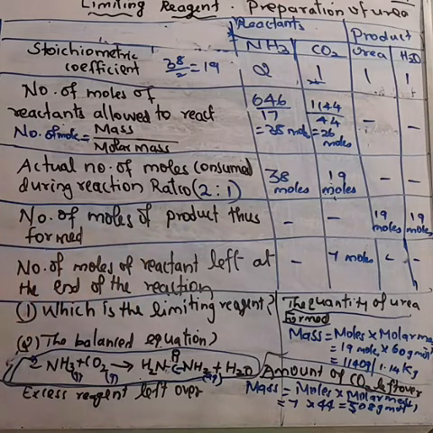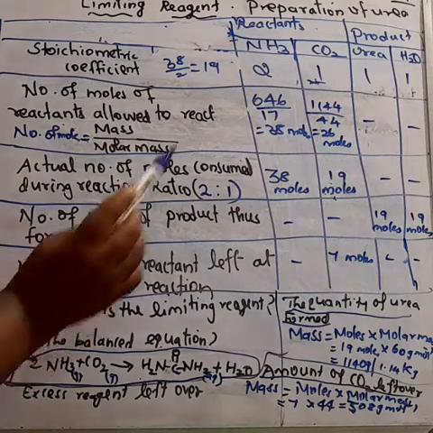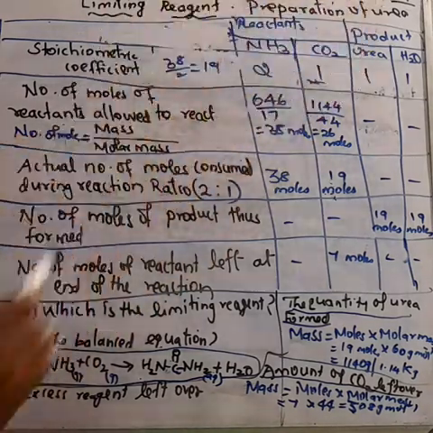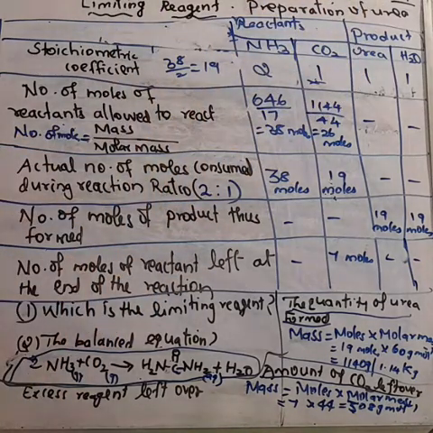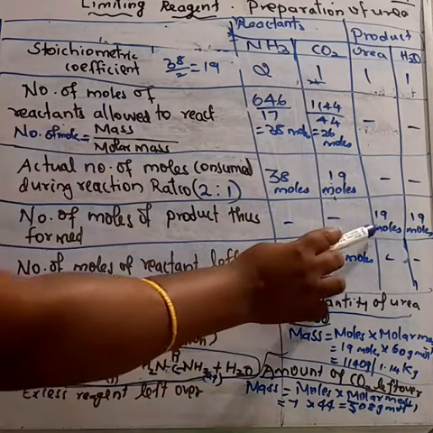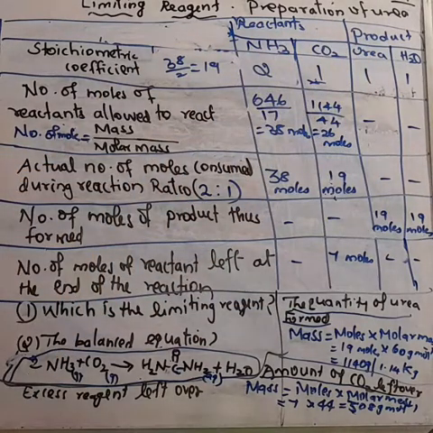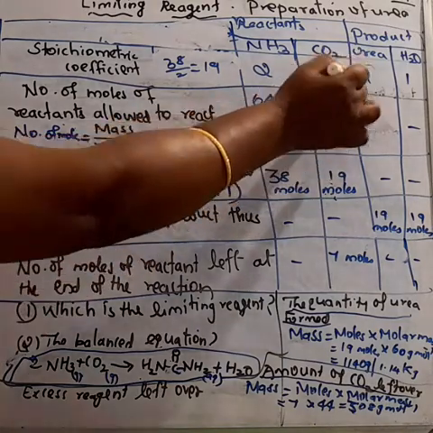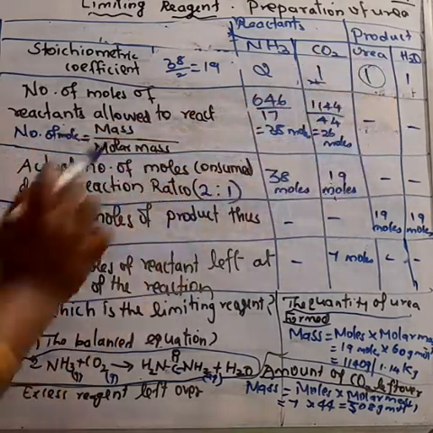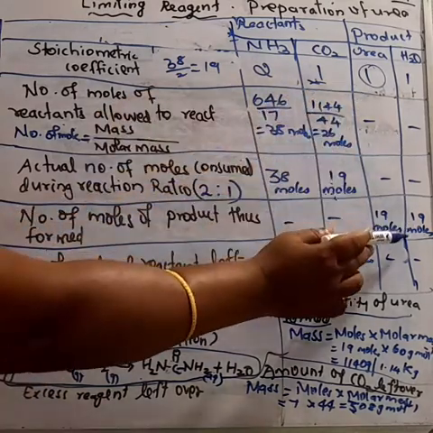So next line, number of moles of product formed. So this is the reactant side; next we are going to write the product side. How many moles of product are formed? 19 moles of urea and 19 moles of water are formed, because totally 19 moles are consumed. So 19 moles of urea and 19 moles of water.